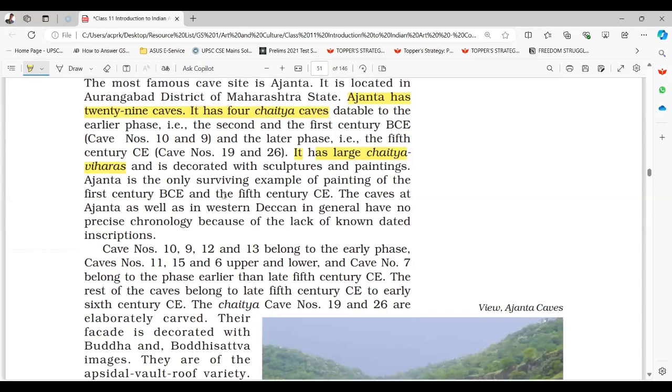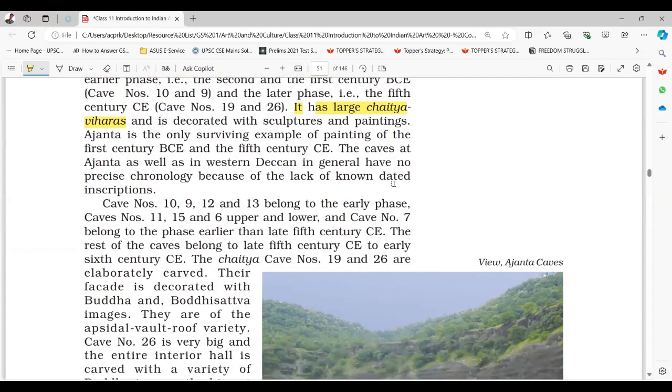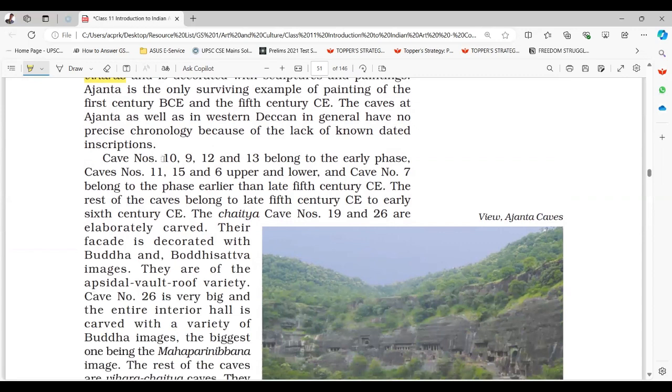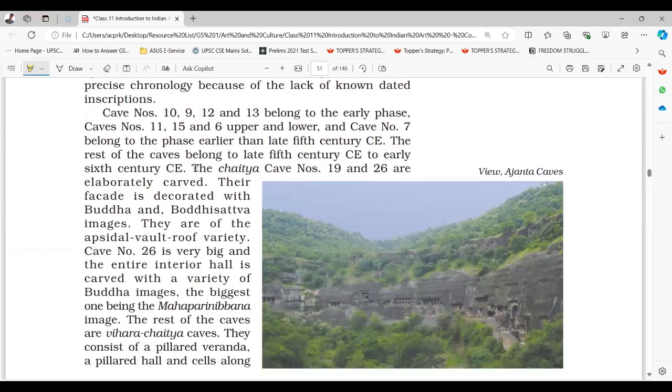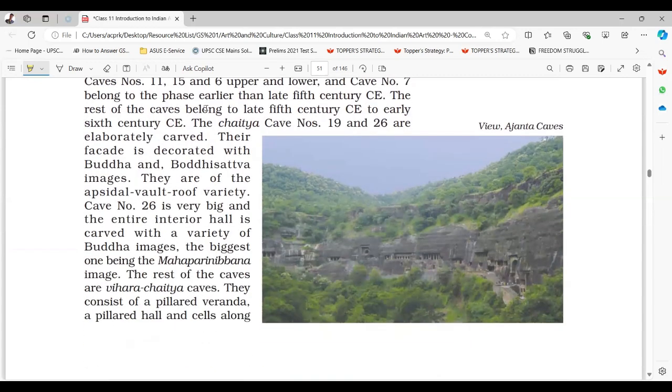The caves at Ajanta, as well as in the Western Deccan in general, have no precise chronology because of the lack of dated inscriptions. Cave numbers 10, 9, 12, and 13 belong to the early phase. Cave numbers 11, 15, and 6, upper and lower, and cave number 7 belong to the phase earlier than the 5th century CE. The rest of the caves belong to the late 5th century CE to early 6th century CE.